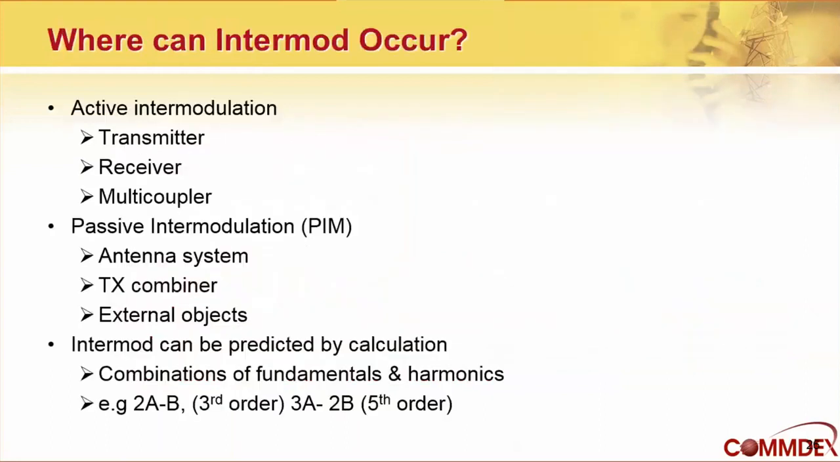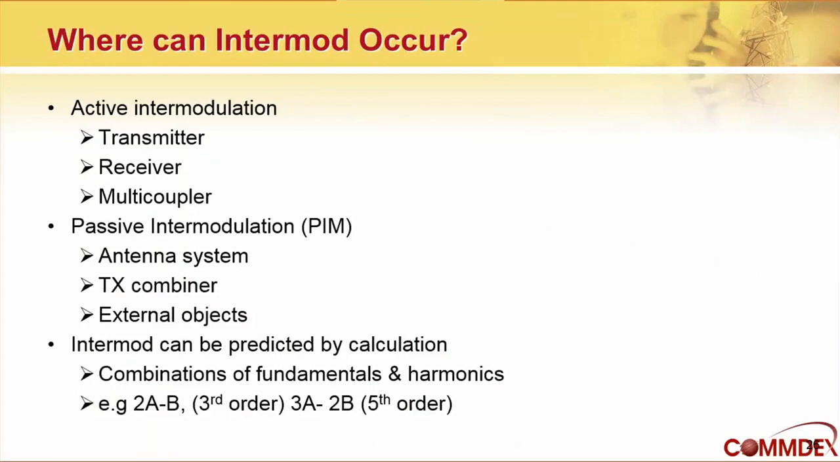So where can this intermod occur? If it's an active intermod, it can occur in transmitters, it can occur in receivers, multi-couplers. That's a common place where intermod occurs because that's where all the receivers come together, and there are active devices in there. So that's a common place where intermod can occur.